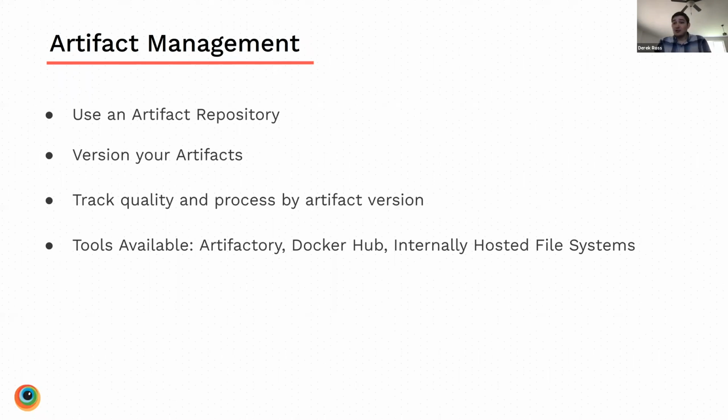So who looked at 2.0.0? Did the product owner review it? Did the release engineer review it? Did the developer look at it? Did we run tests on it? Did it go through all the environments? Is this ready to go? What's that story? Tools available for this are Artifactory, Docker Hub, internally hosted file systems. You can do this however you want. Again, it's all about standardizing it and keeping a good process.